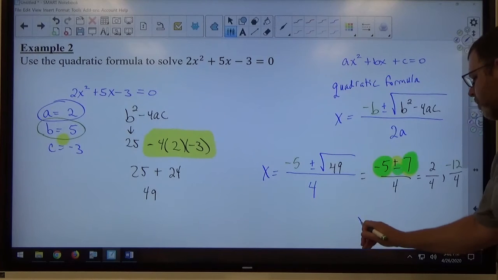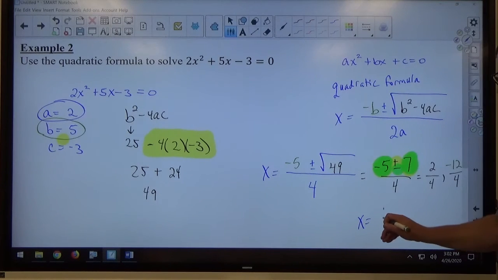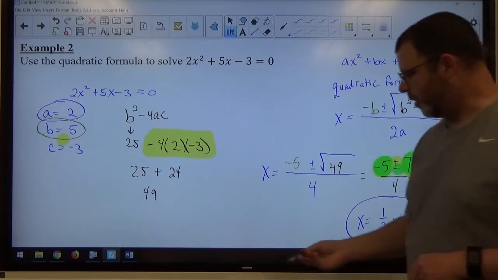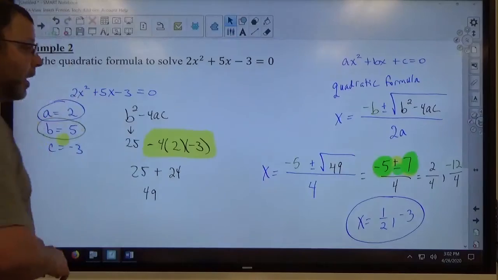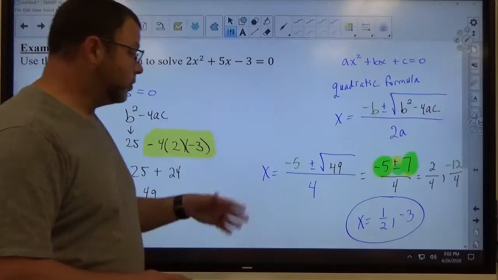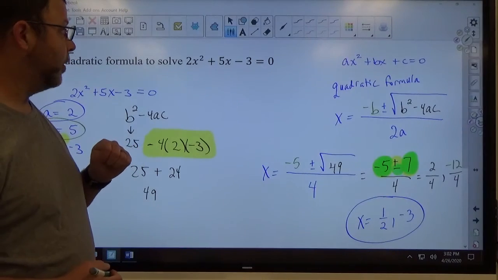Then the last thing to do is reduce those fractions. 2 fourths is 1/2. Negative 12 fourths is negative 3. Those are the solutions to the quadratic equation. Anytime you want to make sure you're right on a quadratic formula problem, just substitute an answer in to see if you get a true statement.